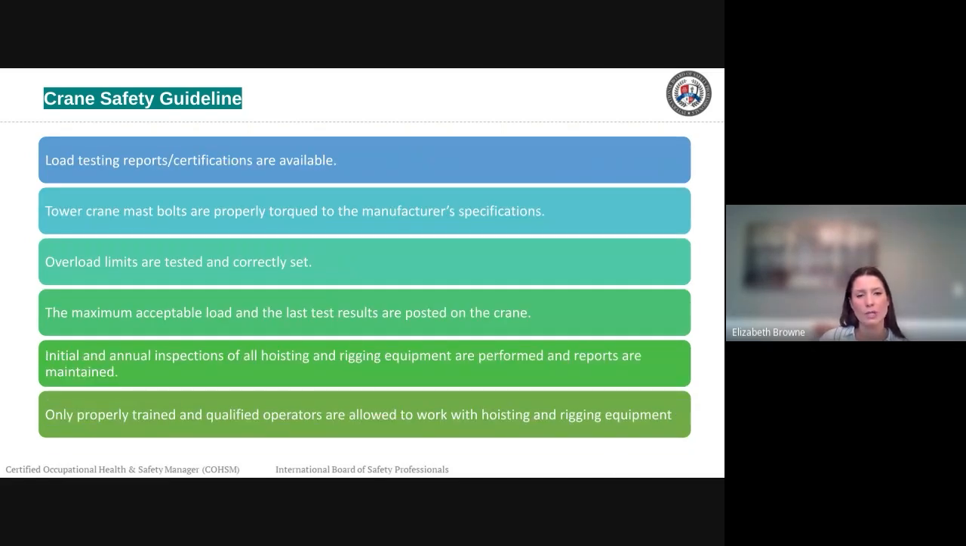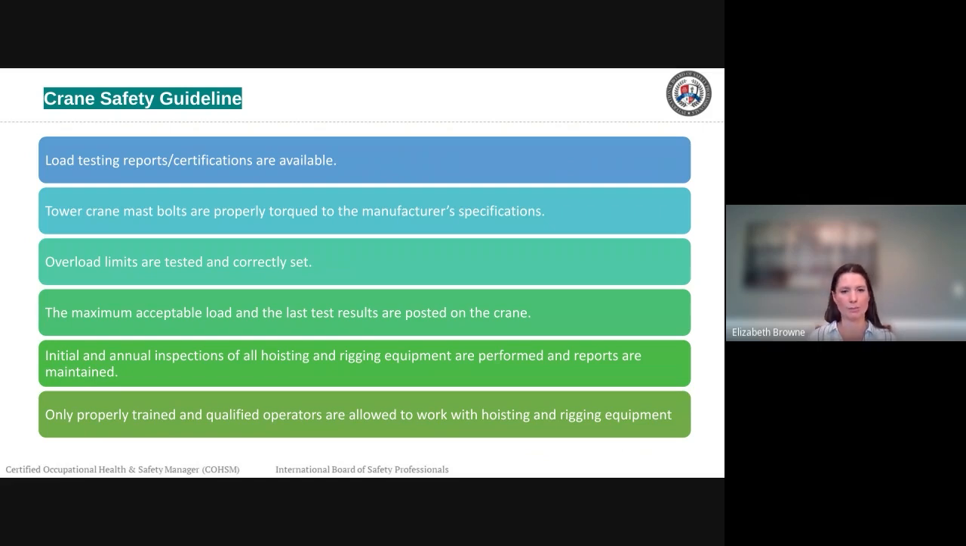Load testing reports and certifications are available. This load testing requirement is going to be for any new in-service crane or anytime any serious repair is made. And then based on the use of the crane, load testing and inspections have a specific mechanical inspection that's required. And the frequency of that is related to the hazard level and the use of the crane.